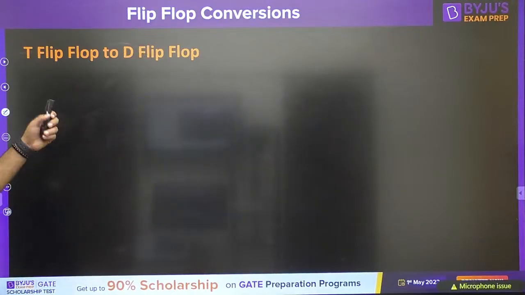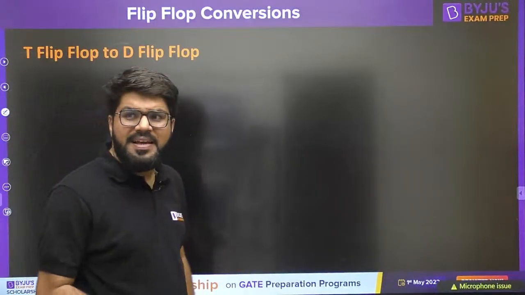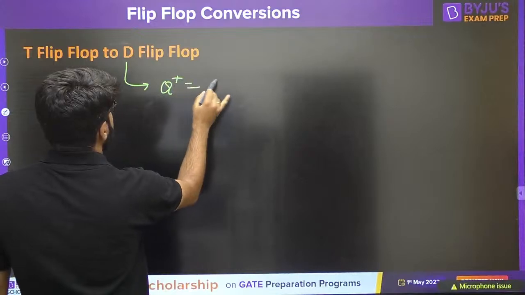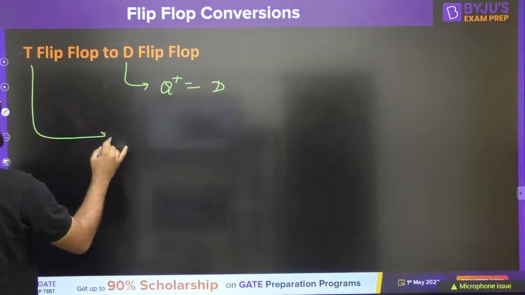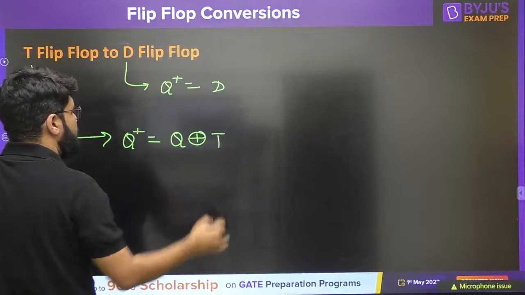by the similar procedure. T flip-flop to D flip-flop. One more case. T flip-flop to D flip-flop. Now, once again, I will solve this problem by the intuition. You want D flip-flop, which is Q plus equal to D. T flip-flop is given to you. T flip-flop is Q XOR T.